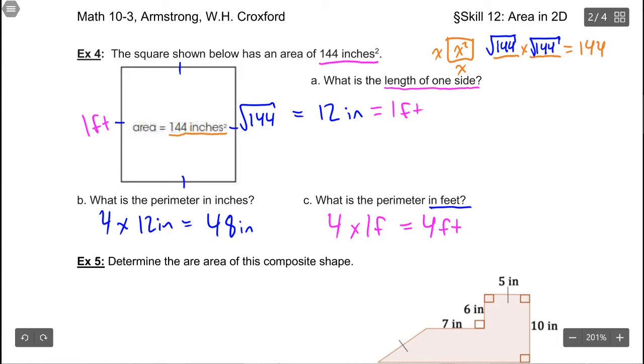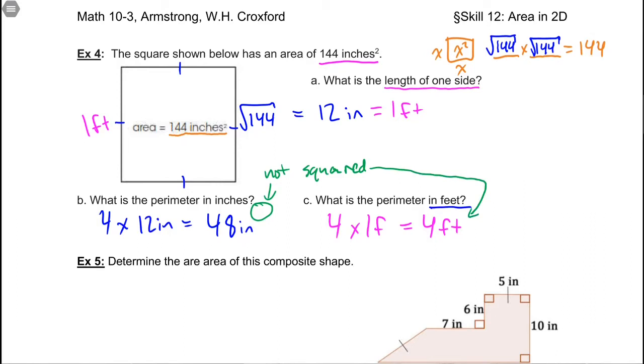Now you'll notice our units for these are not squared. Why are they not squared? They're not squared because they're lengths, right? It's just a straight length. Our area was a square area because it was inches times inches or feet times feet. But a length is just your inches, just your feet.